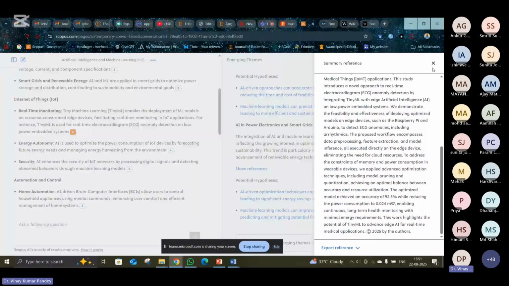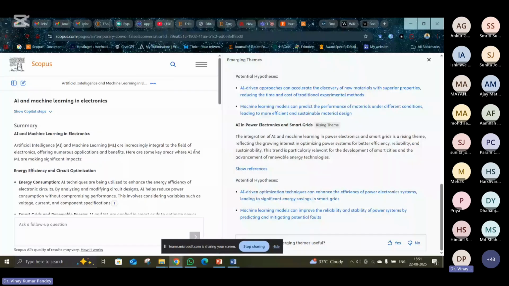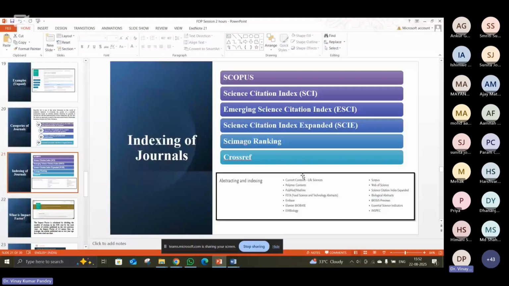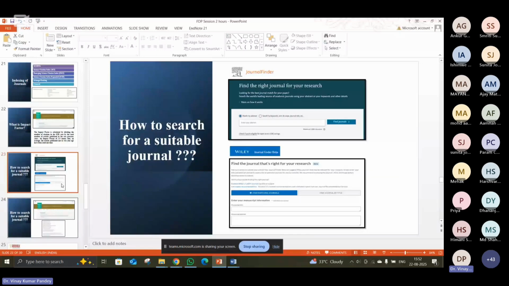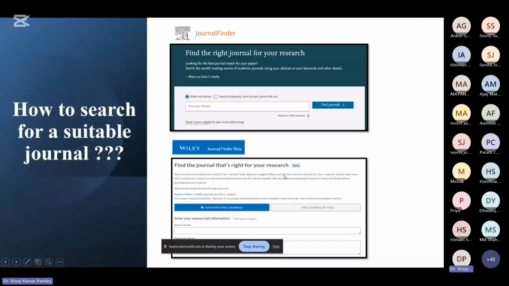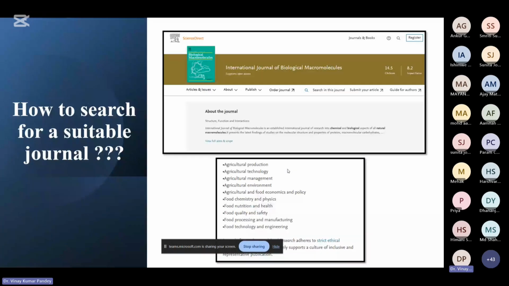I've just tried to summarize this in a very short period of time. I'll just finish with my presentation. Impact factor, okay, fine. We'll go with this. Journal finder: I have told you that they always try to find a journal with the journal finder. These are the aim and scope of the journal. You can read them after suggesting journals. Also, you can read out the areas.